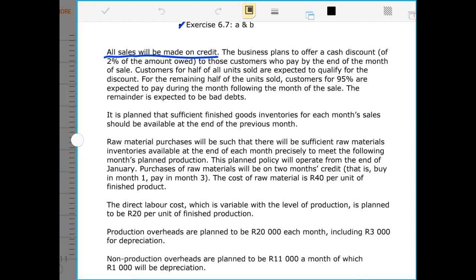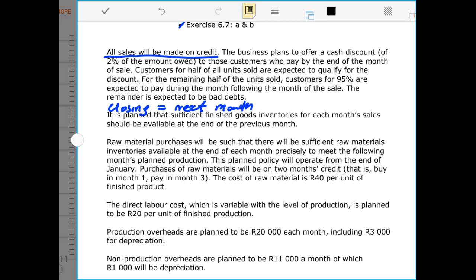Then after, it further says that it is planned that sufficient finished goods inventories for each month's sales should be available at the end of the previous month. So now it means we need closing to be equal to next month's sales. That's what it means.